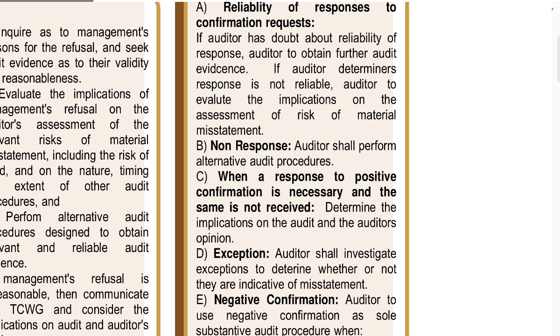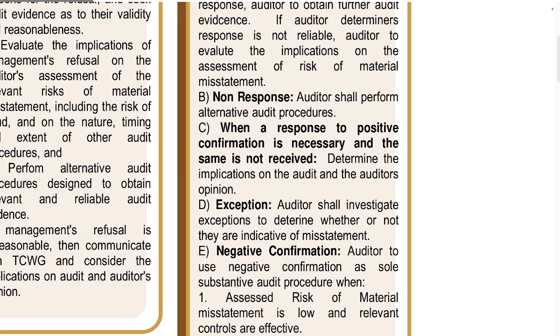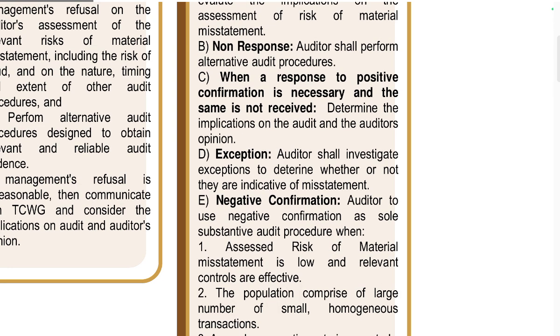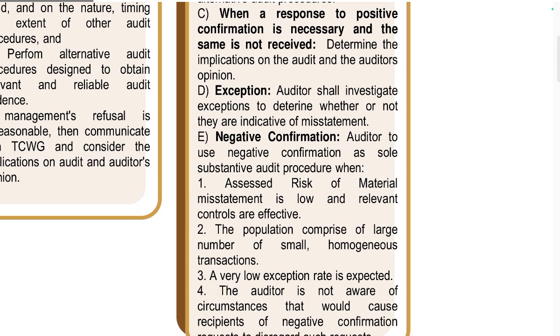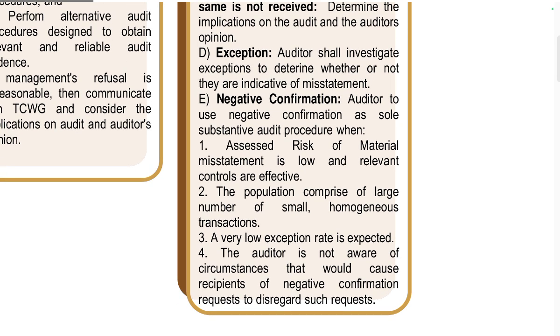If the auditor determines a response is not reliable, the auditor evaluates the implication on the assessment of the risk of material misstatement. If there is no response, the auditor shall perform alternative audit procedures. When a positive confirmation is necessary and is not received, determine the implication for the audit and the auditor. Exception: the auditor shall investigate to determine whether or not the item is simply misstated.